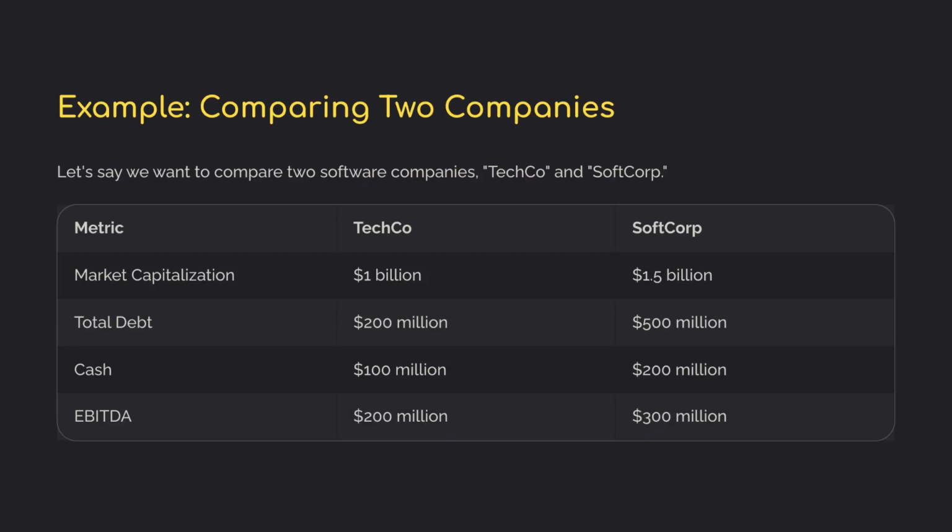Example, comparing two companies. Let's say we want to compare two software companies, TechCo and SoftCorp. Metric, TechCo versus SoftCorp. Market capitalization, $1 billion versus $1.5 billion. Total debt, $200 million versus $500 million. Cash, $100 million versus $200 million. EBITDA, $200 million versus $300 million.